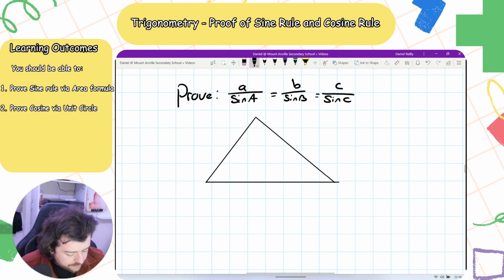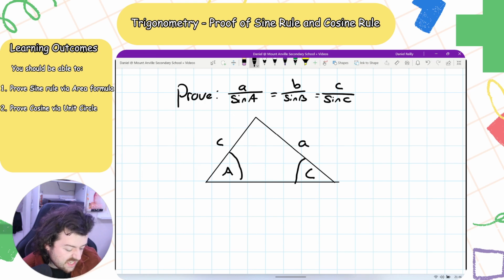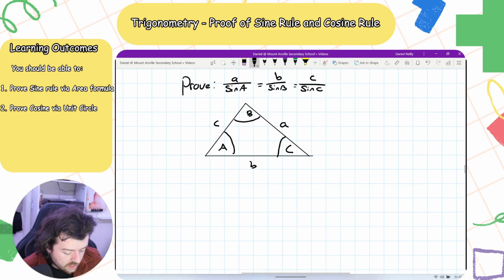So, regular old triangle, we call this angle C, therefore this is side C, and I'm just going to say this is side A, and then that's angle B, therefore this is side B. So what do we need to do here?